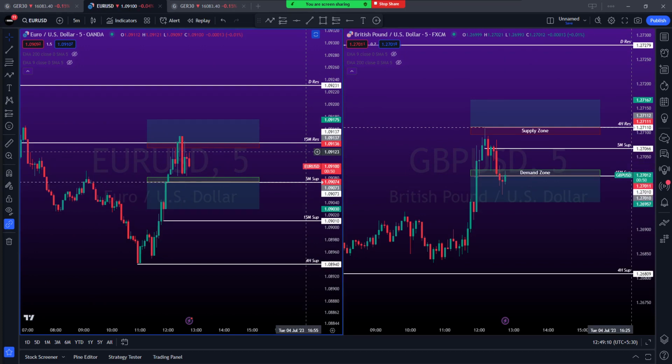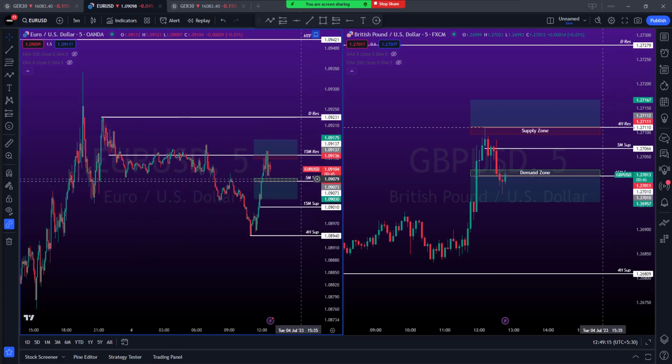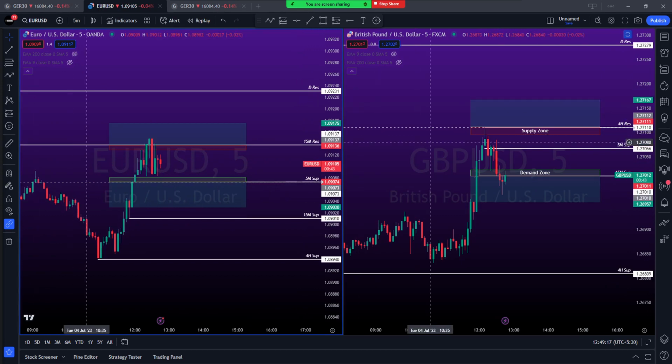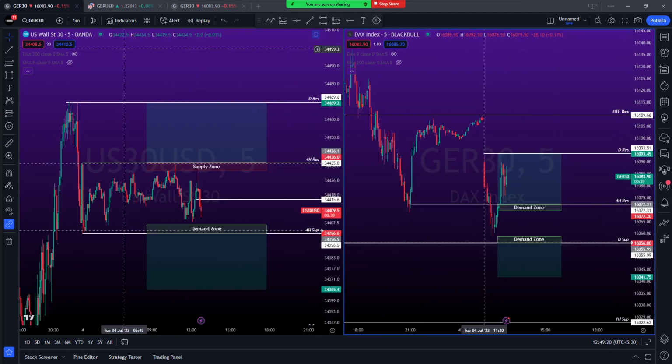But look at this, guys, okay? This is EUR, making it smaller as well. Okay, this is GBP. Again, my German 30 and US 30.